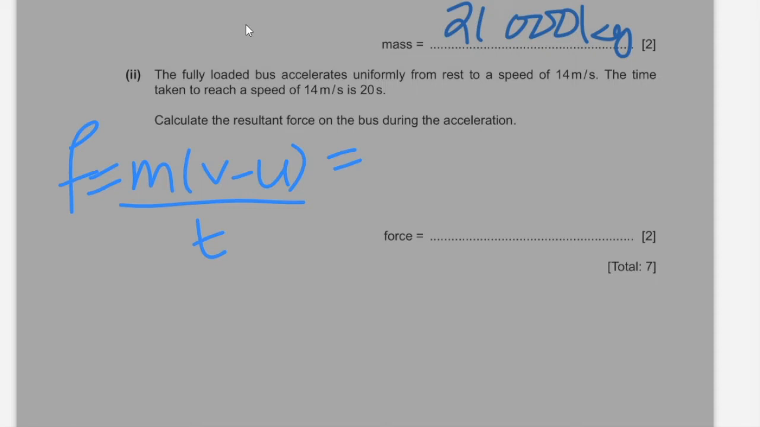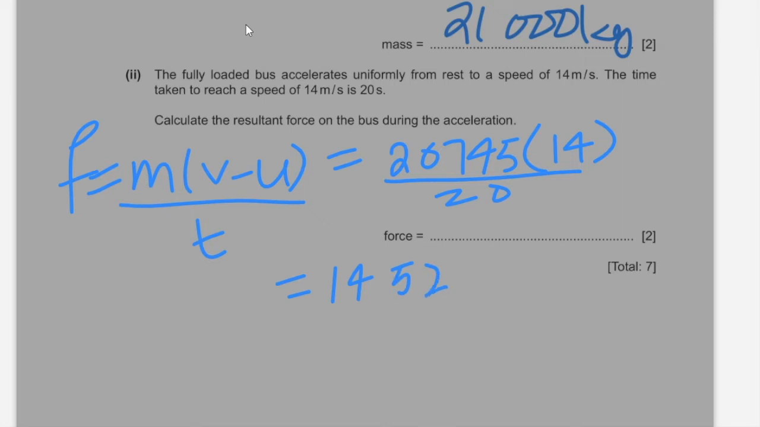So the mass over here, the total mass was 2,745 into the change in velocity, which is from 0 to 14, divided by the time taken, 20 seconds. So the answer is equal to 14,525. Corrected to two significant figures, the answer is 15,000 newtons.